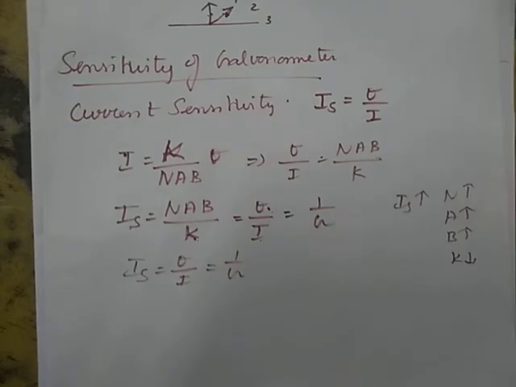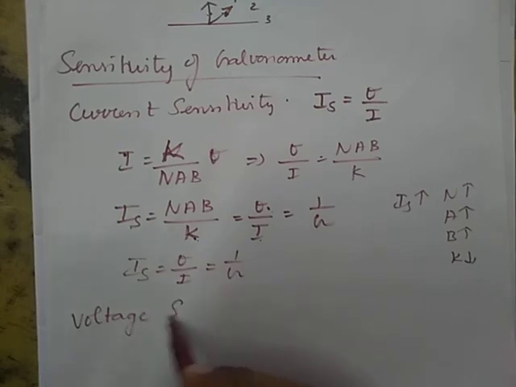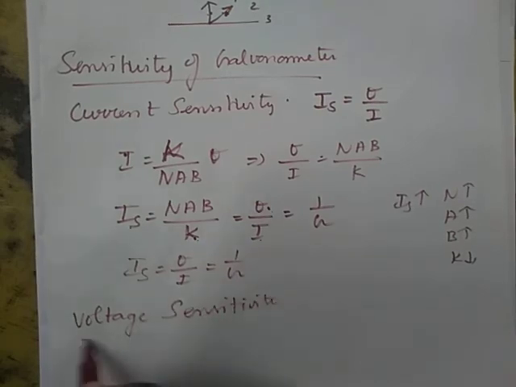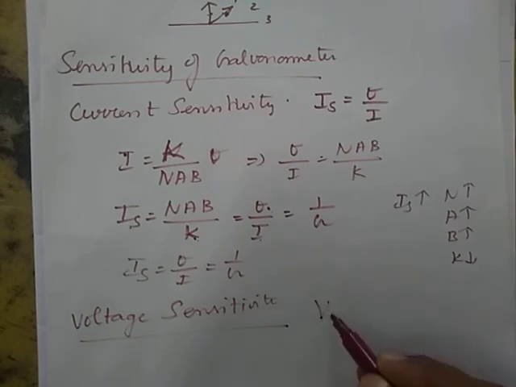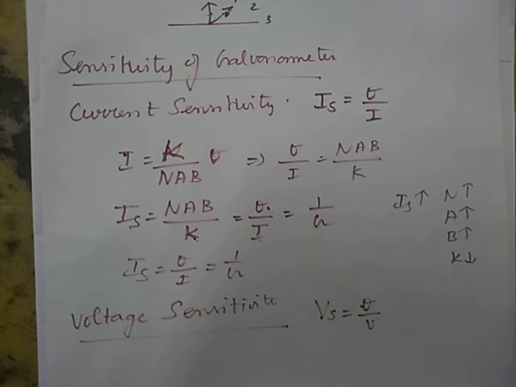Next we see the voltage sensitivity, represented as Vs. Voltage sensitivity is defined as the deflection produced per unit voltage. Then we can write Vs is equal to theta by V.